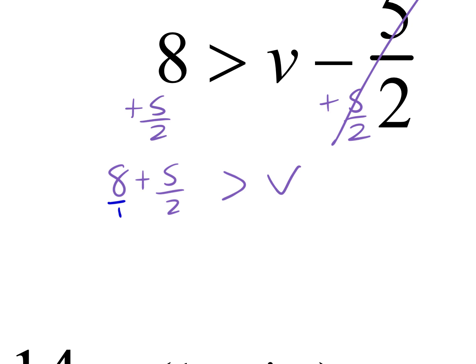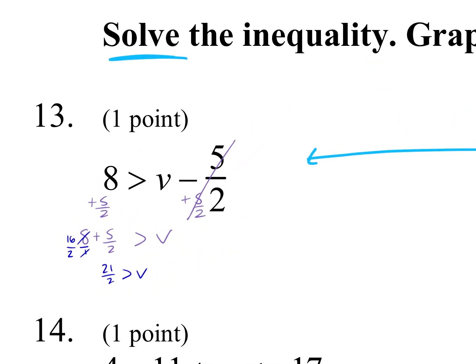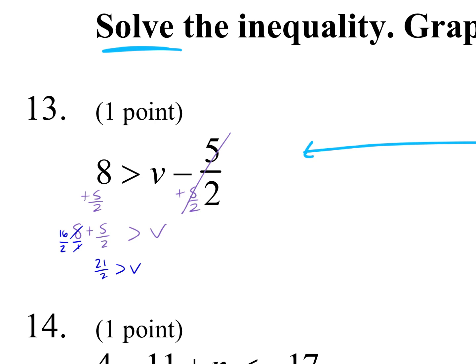Awesome. Add a 1 under the 8, and then we got to multiply the top and the bottom by something to give us a common denominator. So what can I multiply? Perfect. 16 over 2. So I just changed the 8 over 1 to be 16 over 2. So 21 over 2 is greater than v. So when I put that on a number line, about what number is 21 over 2? If I were to divide 21 by 2, what do I get? 10.5. Perfect. So if I change this into a mixed number, it'd be 10 and 1/2, or 10.5.